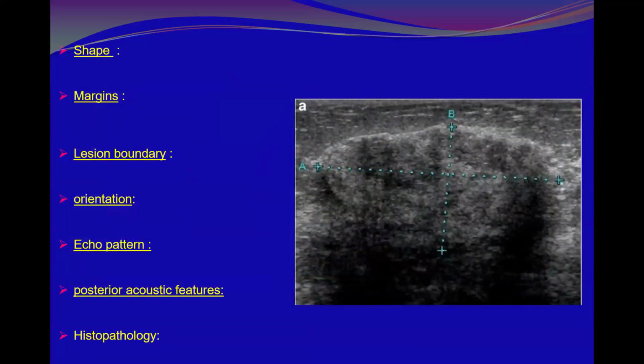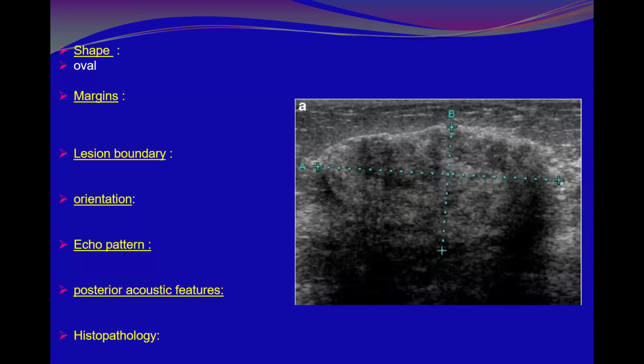This one. Shape. Irregular. Okay, but oval, with these indistinct measurements, you can say oval. Yes, you can say, because the transverse dimension is much larger than the anteroposterior, and it seemed to be 2 or more.